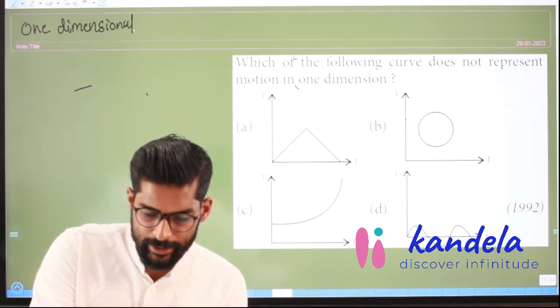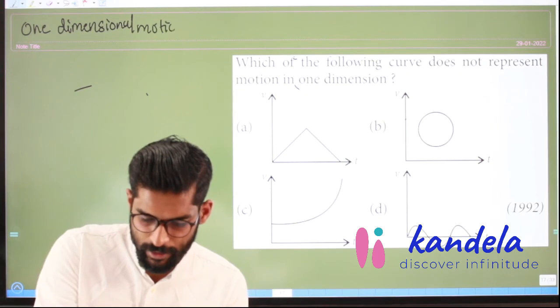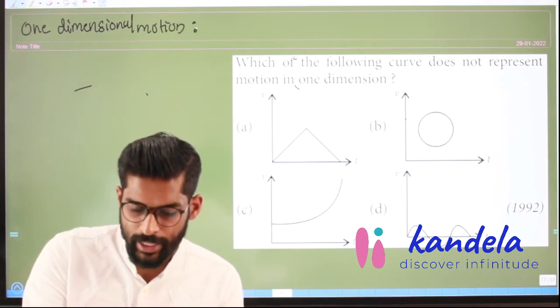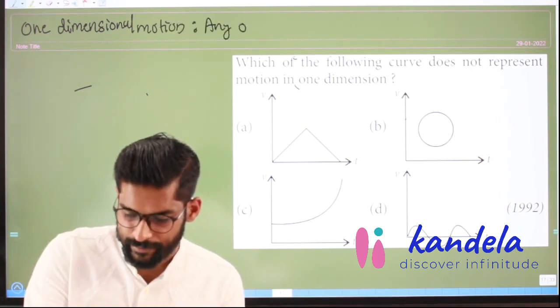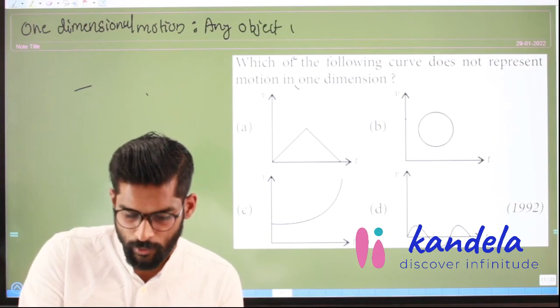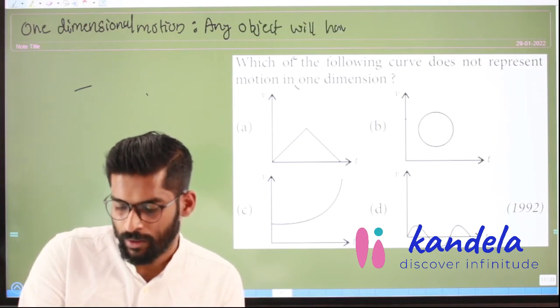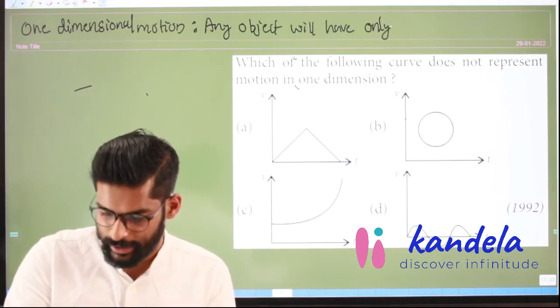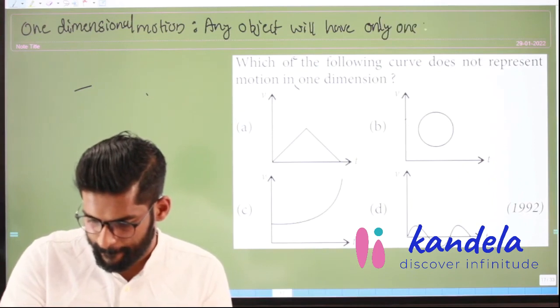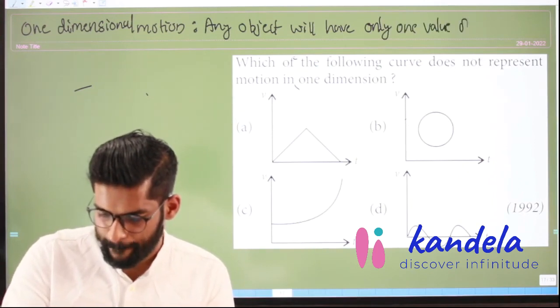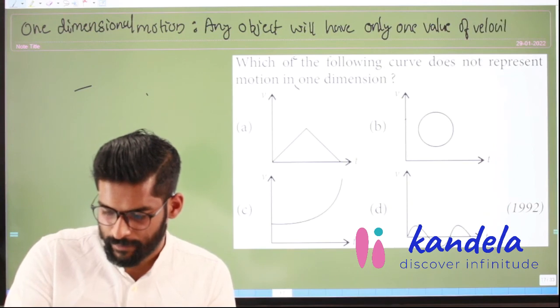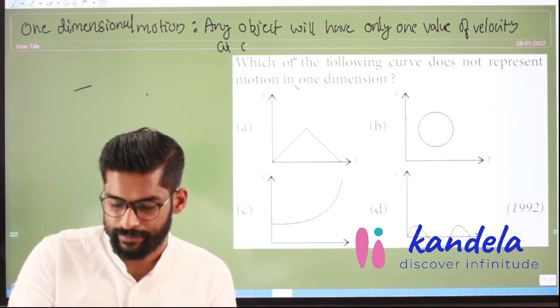In one-dimensional motion, any object will have only one value of velocity at a given time.